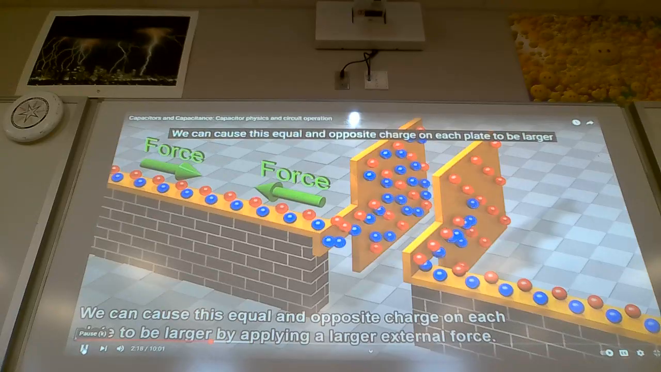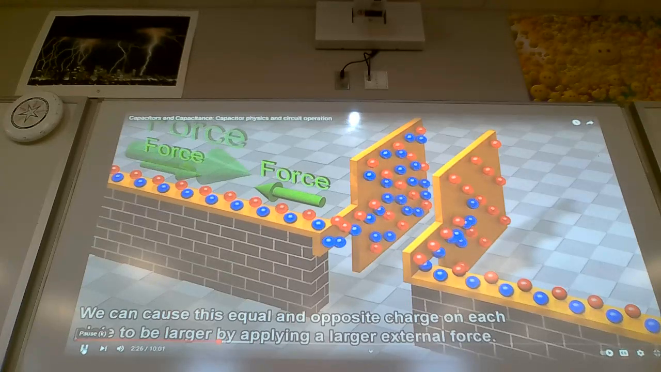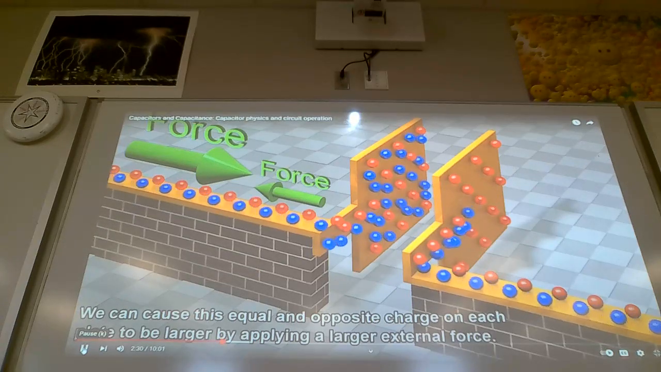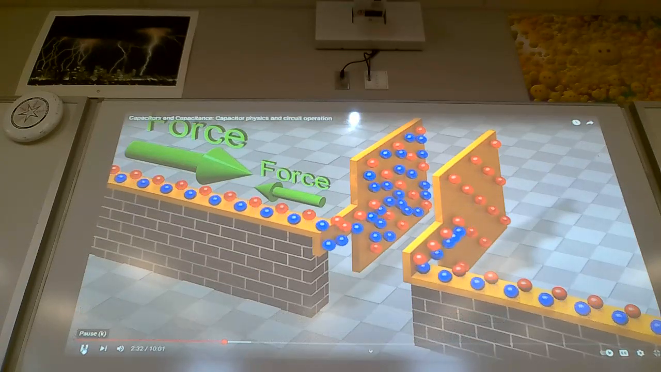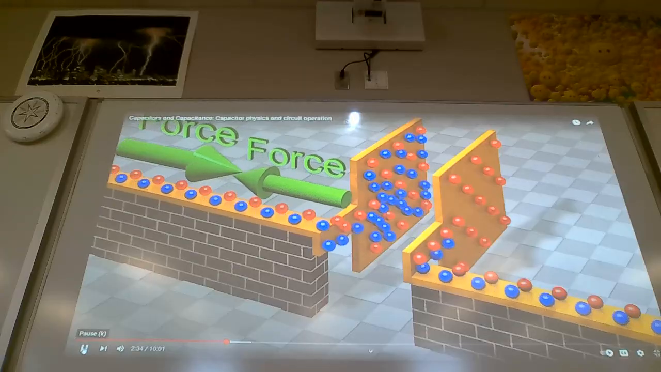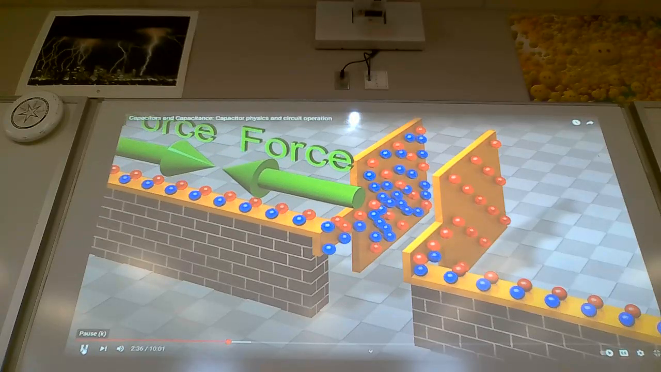We can cause this equal and opposite charge on each plate to be larger by applying a larger external force. Larger external voltage from a battery. It's more pressure. And see how the pressure builds up on the plate?